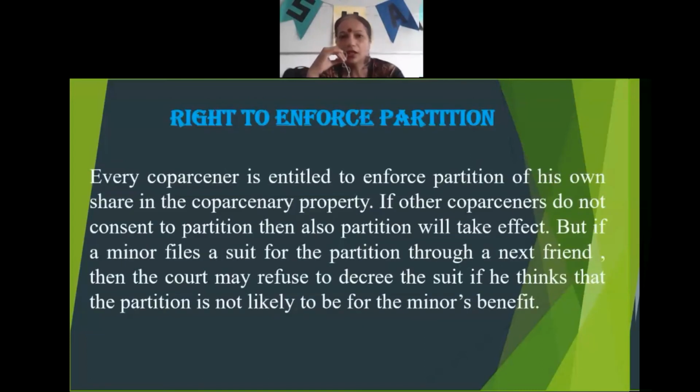Now next is the right to enforce partition. Every coparcener is entitled to enforce partition of his own share in the coparcenary property. If the other coparceners do not consent to partition, then also the partition will take effect. But if a minor files a suit for partition through a next friend, then the court may refuse to decree the suit if it thinks that the partition is not likely to be for the minor's benefit.